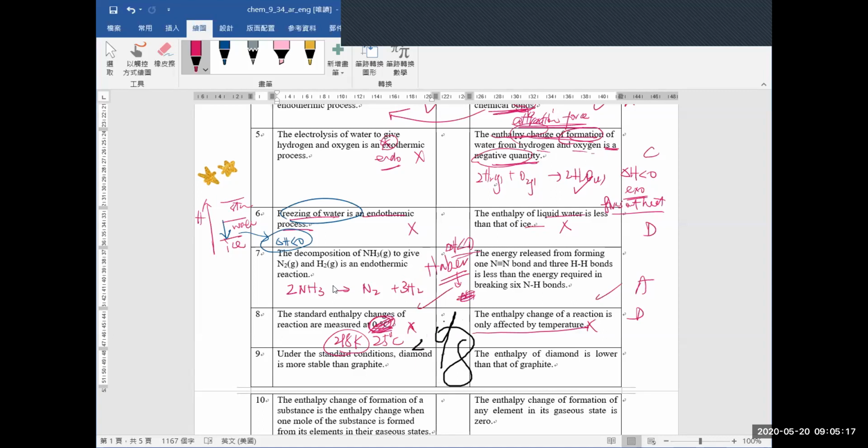How about the second statement? The enthalpy change of a reaction is only affected by the temperature. No, it's not only by temperature. It's also by the mole, the moles of the substances measured, and also what? The reaction nature. So what is the chemical reaction itself?